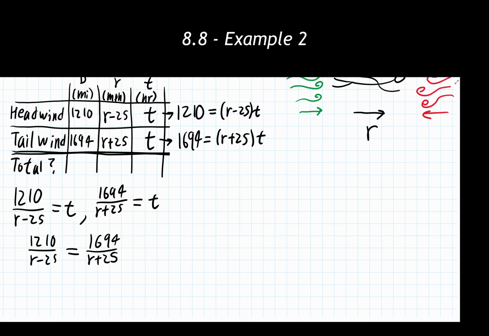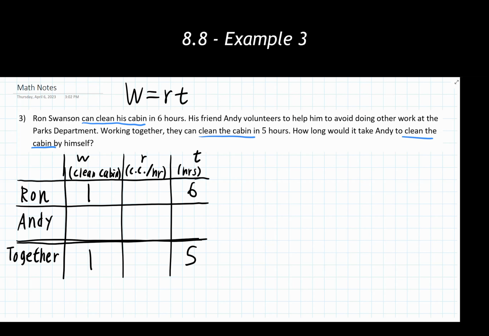And now we're being asked how long would it take Andy to clean the cabin by himself. So it would take Andy some amount of time, T, to clean 1 single cabin. We don't know what that time is. That's okay. That's quite literally what we're being asked to solve for, and that makes sense then. So now we need to figure out how we're going to make an equation out of this.